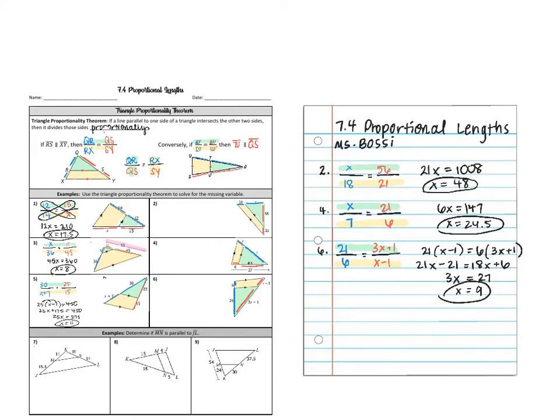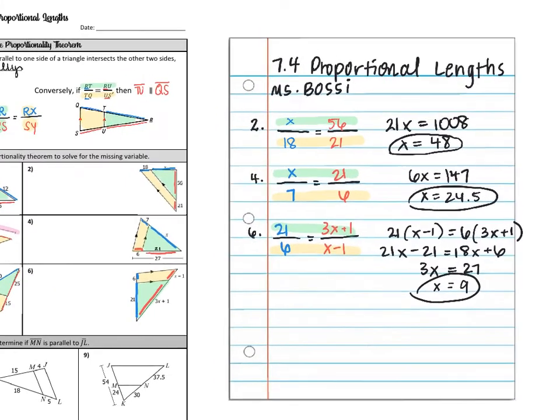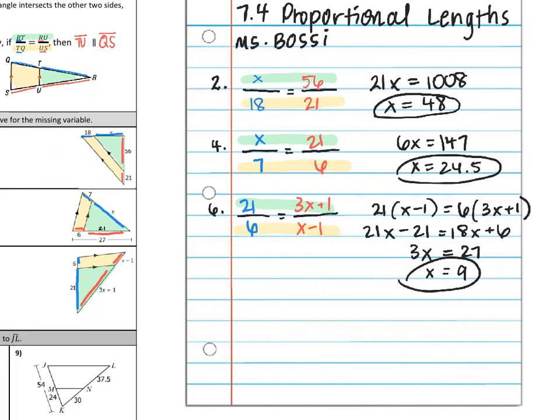Okay, so here's the solutions for numbers 2, 4, and 6. And again, I color-coded the diagrams to try and keep us nice and organized. Now, you can get some decimal answers. A reminder about decimals: if your answer is exact, meaning when I divided 147 by 6, I got exactly this number in the calculator, I didn't shorten it or round it, it's fine to put that decimal down.